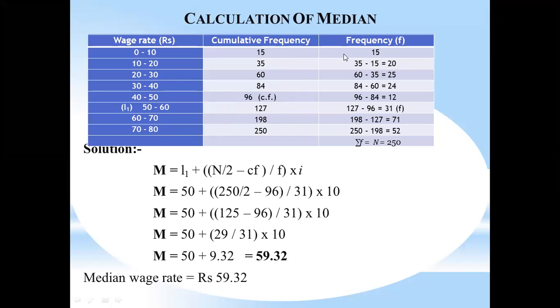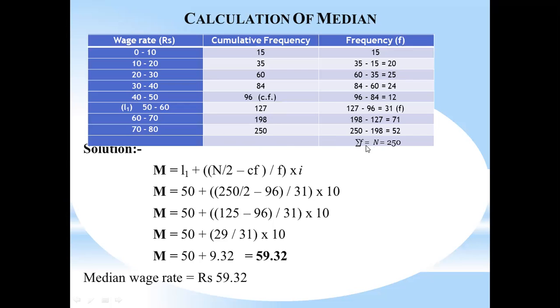So for the first one, it's going to be 15. The second, it's going to be 35 minus 15. Then 60 minus 35, 84 minus 60. And likewise, you do for everything. And then you're going to get your simple frequency. So your simple frequency is 15, 20, 25, 24, and so on. Now, as you know, you're supposed to calculate the median.